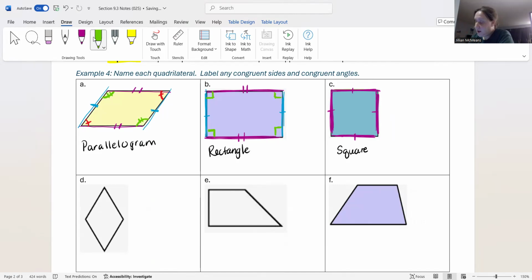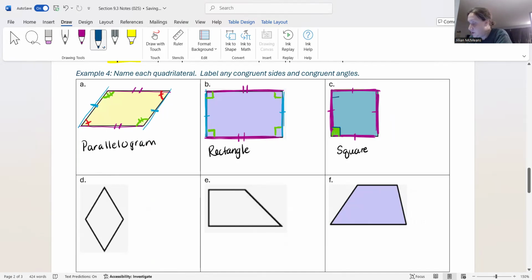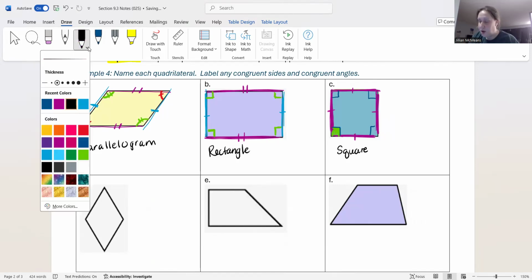And then we can see here too that all of the angles, it's kind of hard to see. Let me do a different color here. Let me do like dark blue. All of the angles are 90 degrees. So all four sides are the same length. All four angles have the same measure, and then we still have that opposite sides are parallel. Okay? And that leads us to a rhombus.